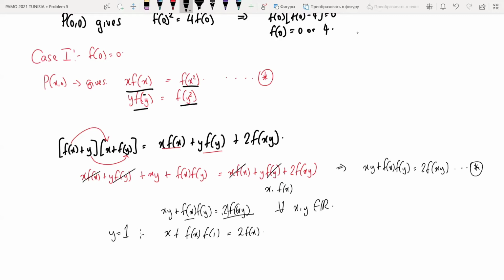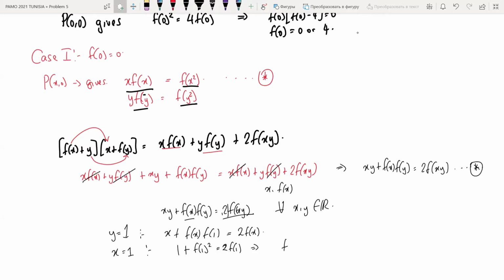Okay. So at this point, we can make f of x the subject of formula, and when we do that, we get something else. But we can actually go on with this question like this. We can also plug in x equals 1, so we can try to find the value of f of 1. So we get 1 plus f of 1 squared equals 2f of 1.